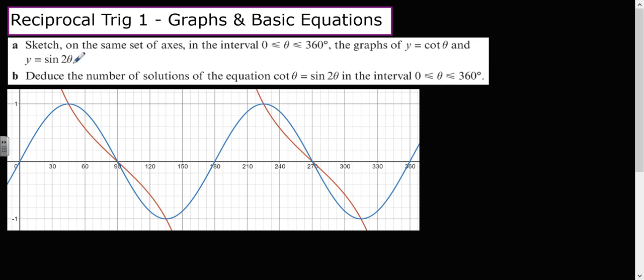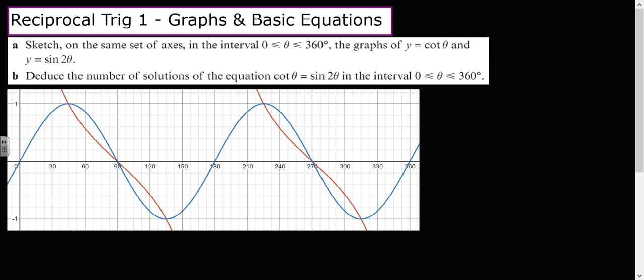Sine 2 theta is a transformation of the original sine theta graph. It has been affected by a horizontal stretch in the x direction by a scale factor of 1/2, which means that the sine graph no longer has just one cycle between 0 and 360. Ordinarily between 0 and 360, the sine graph has 1 cycle, i.e. 1 up, down, and back up again. But this time we have 2 cycles of the graph between 0 and 360. So actually, we've increased its frequency.